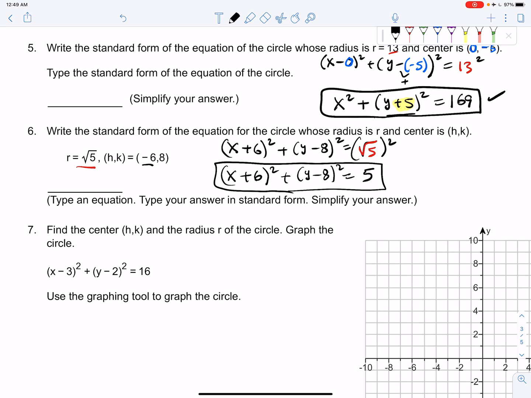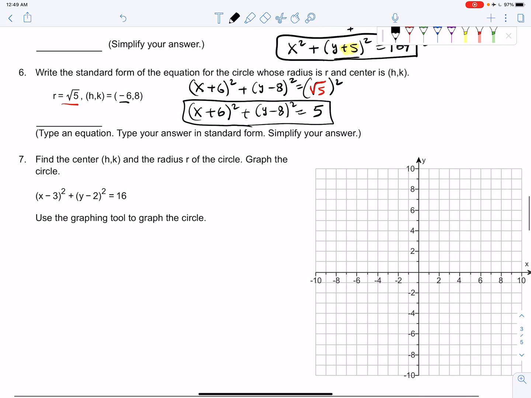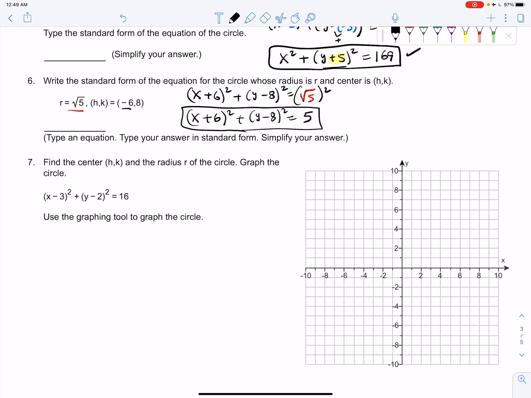Okay, next we switch our gears a little bit by taking a look at an equation and seeing if we could actually graph this. So the pieces that you want to pull from here, of course, would be the center. So what is the center? Well, this equation is perfectly in standard form. So the center is going to be the opposite of what you see here. So it's just going to be 3, 2. There's our center. 3, 2 is right there.